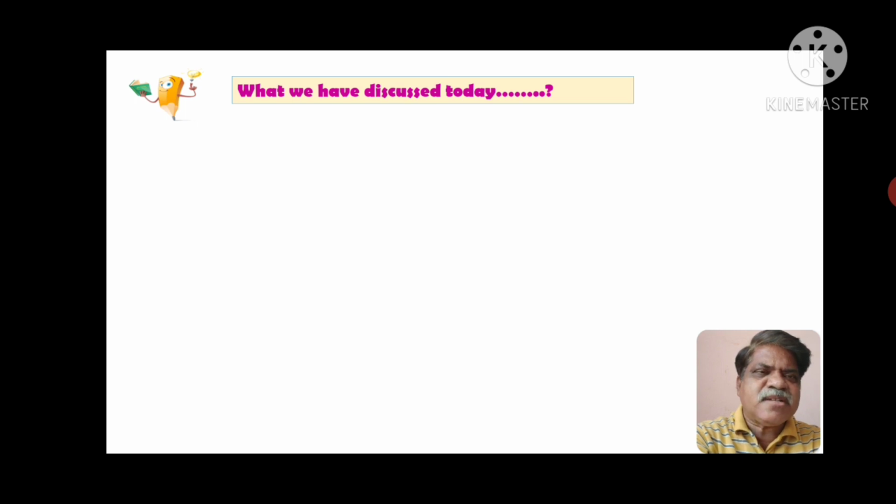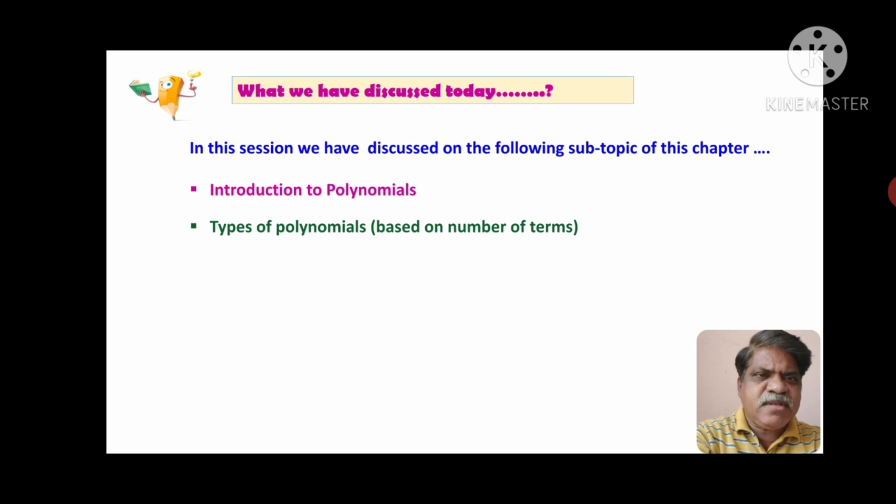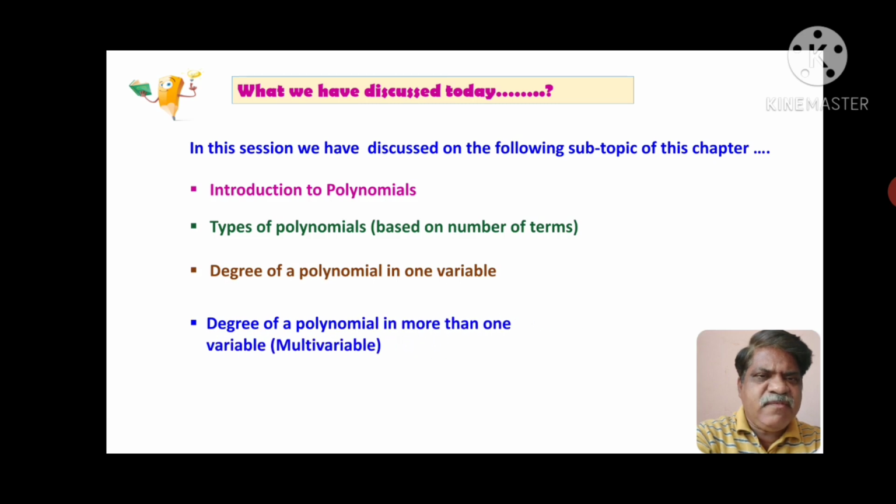So what have we discussed today? In this session, we have discussed the following subtopics of this chapter: introduction to polynomials, then types of polynomials based on the number of terms, then the degree of a polynomial in one variable, degree of a polynomial in more than one variable, also called multivariable, and types of polynomials based on degree. So friends, prepare this theoretical part of the introduction to polynomials.